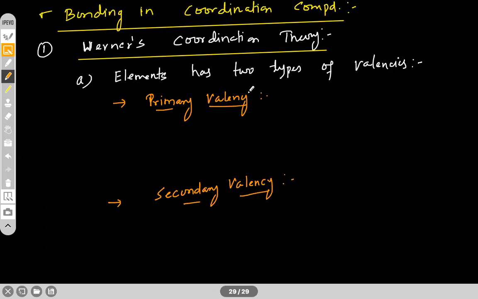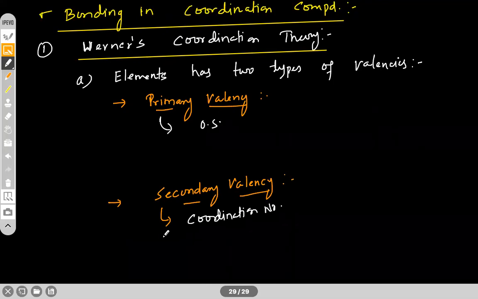Sir, can you repeat the first point? It corresponds to the coordination number of the central metal atom or ion. Right? So this one is coordination number. But this one is the oxidation state of the metal, right?